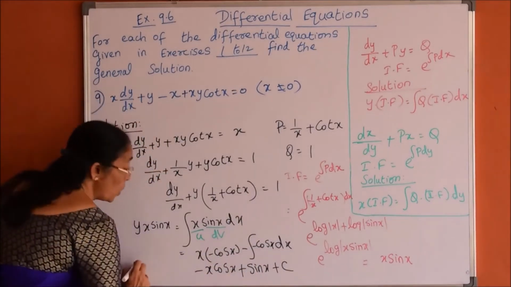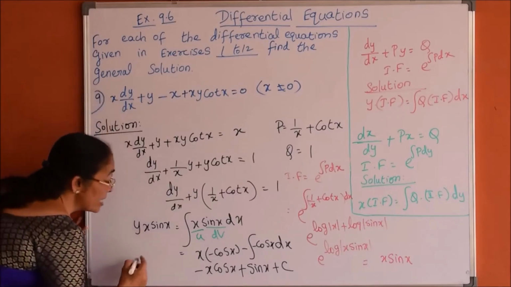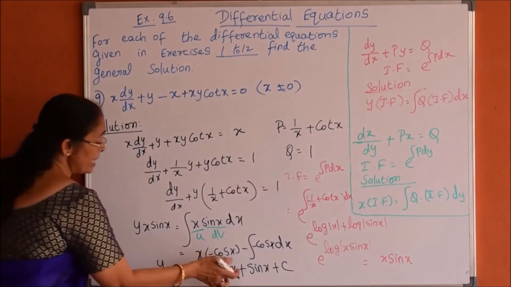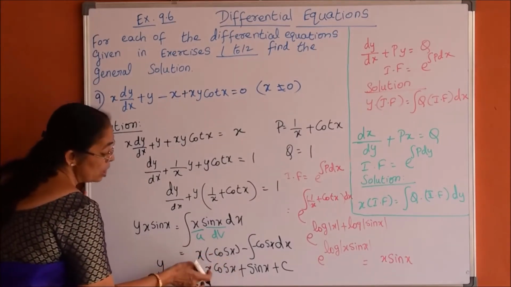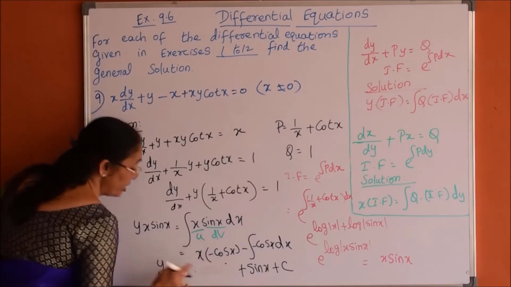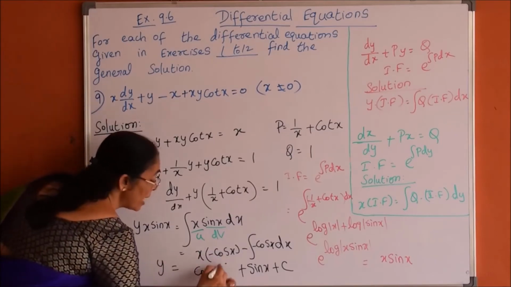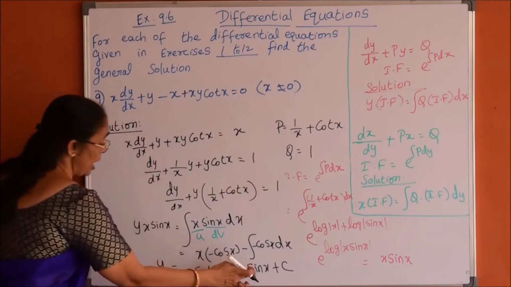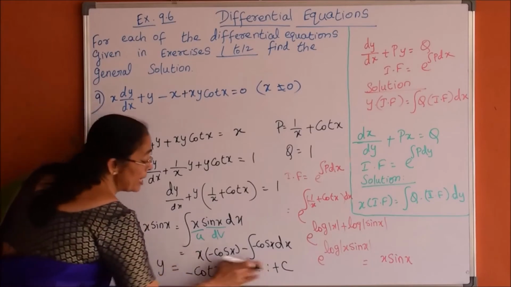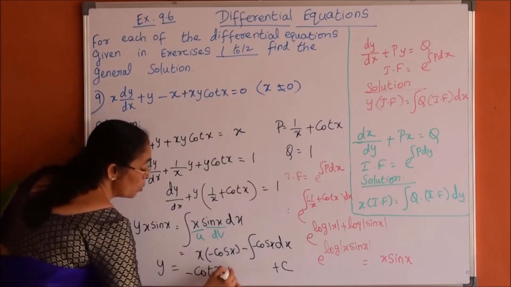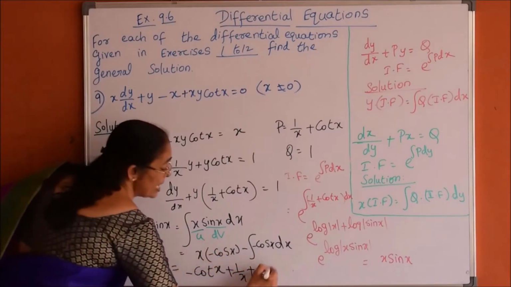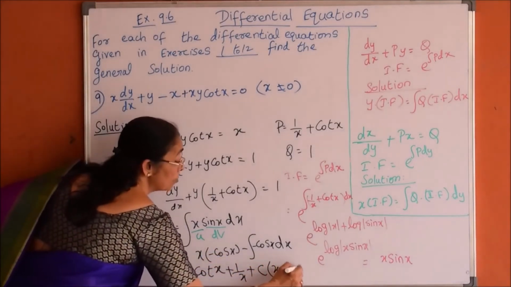So x y sin x, or we can say y is equal to minus x cos x by x sin x. So x will get cancelled, cos x by sin x will change as cot x, y is equal to minus cot x. Now here dividing by sin x, x will get cancelled, you will have only 1 by x. So we will have plus 1 by x plus c into x sin x whole power minus 1.